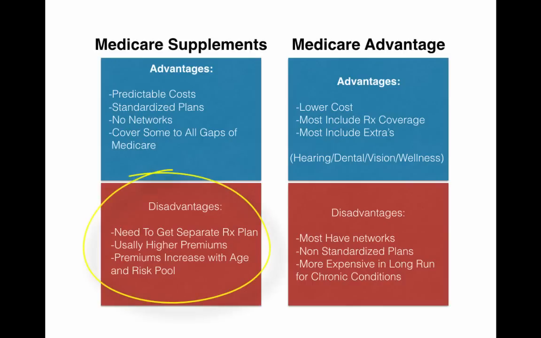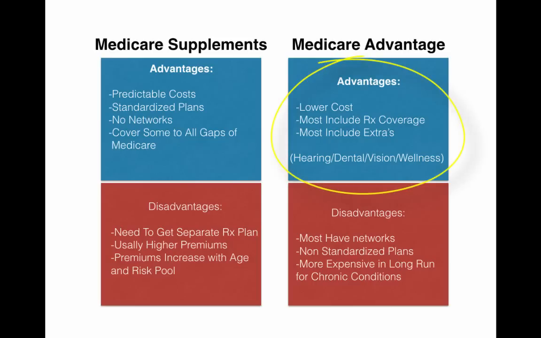On the negative side, you do not get separate drug coverage free. They almost always have higher monthly premiums than Medicare Advantage, and your supplement premium increases each year because of your age and also because of the experience of your risk pool. So, if you are in an unhealthy area, your premiums will increase faster than if you live in a healthy area. Medicare Advantage plans are lower cost, with the most popular plans having $0 premium.